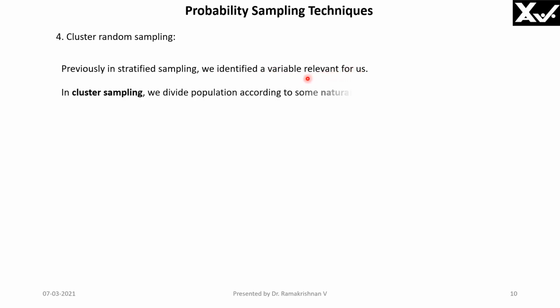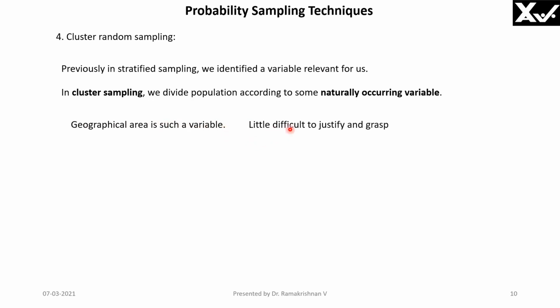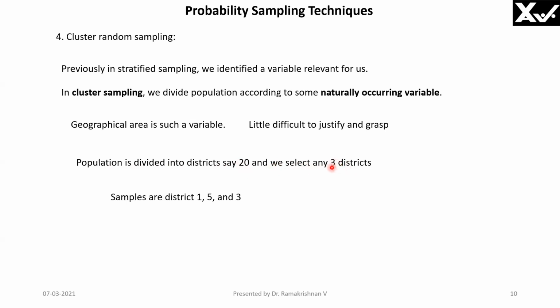Finally, cluster random sampling. Previously, in stratified sampling, we identify a variable relevant for us. In cluster sampling, it is a naturally occurring variable. It has nothing to do with the population characteristic. Geographical area is such a variable. Little difficult to grasp and justify also. Anyway, we will do this. Population is divided into districts, say 20, and we select any 3 districts. And we have to do the sampling completely in the 3 districts. So sample for district 1, 3, and 5.